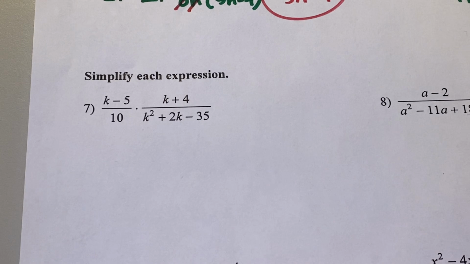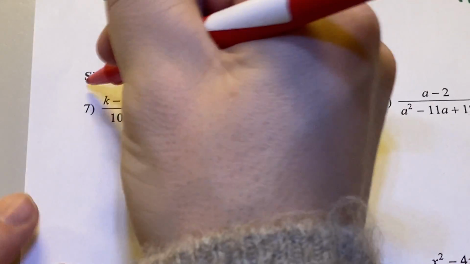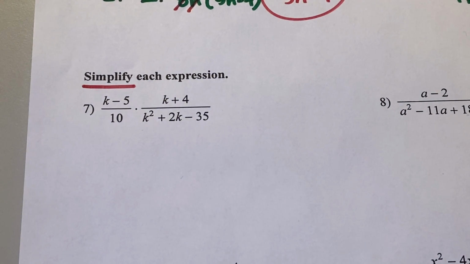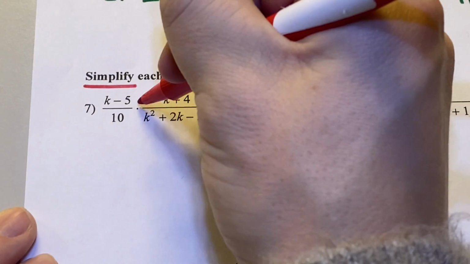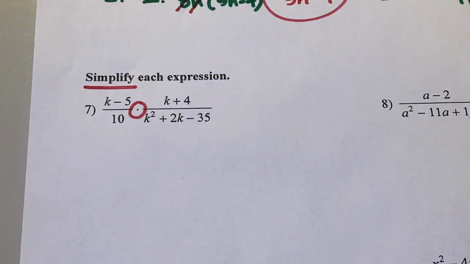What are we asked to do? What do our directions say? Each expression. What are we doing? Simplify. We're simplifying. You're like, wait, weren't we just doing that? Yep. Okay, the only difference here is we have this little multiplication sign in the middle. We are multiplying fractions here.